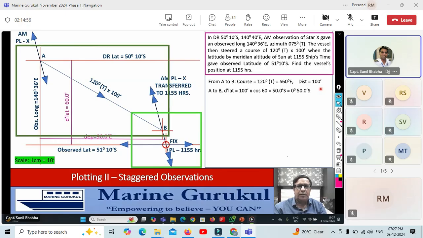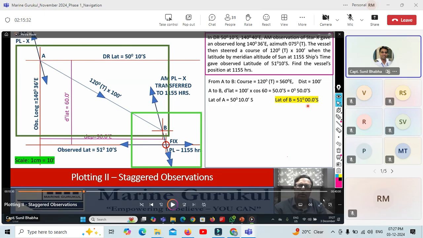Using the plane and parallel sailing formula, we get dlat from A to B as distance into cosine of course, which comes to 0 degrees 50 minutes south. Please do keep calculating if you have any doubt as the video is playing. Latitude of A is already known to us, that is the DR lat, and the dlat from A to B is 0 degrees 50 minutes south. So we apply this dlat to this one and we get the latitude of B as 51 degrees 00 minutes south.